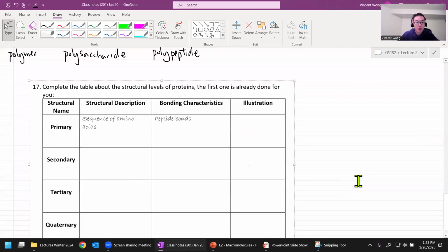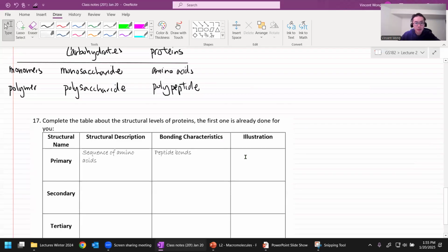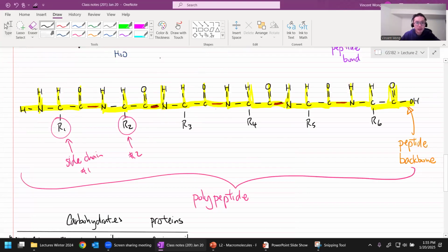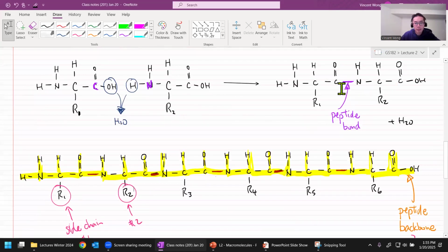Okay, so four levels of protein structure, starting with the primary. Primary is the sequence of amino acids determined by your DNA. And what holds them together would be the peptide bond. What's a peptide bond? It's right here. You should be able to identify a peptide bond. It's the CO and the NH, this one right here. It holds them together. You form a peptide bond by removing a water molecule.